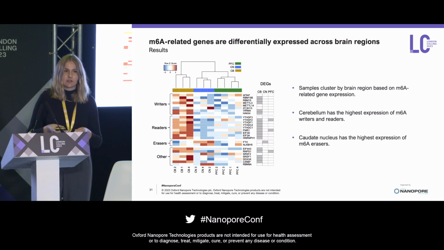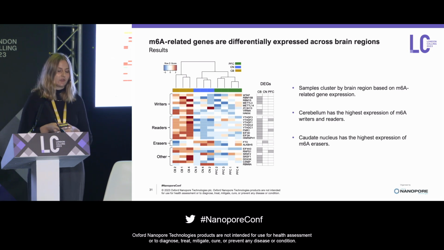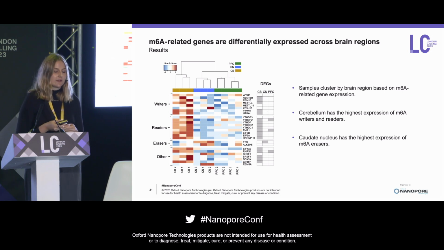Going back to our expression analysis, we can see that even if we subset genes to only those related to M6A modification, we can see that our samples are still clustering by their brain region here. Shown in red, we can see cerebellum has the highest expression of M6A writers and readers, and these are the genes and proteins which both deposit and then detect M6A.